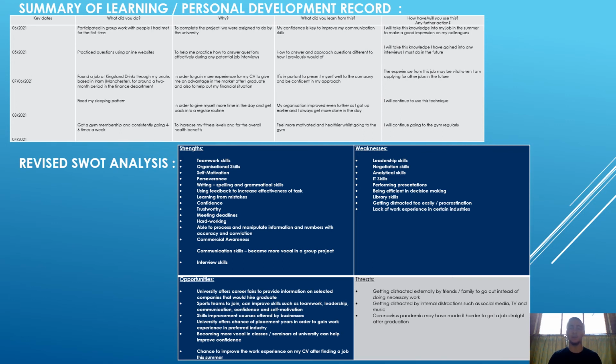Below this table is a revised SWOT analysis of myself. As you can see, I have moved communication and interview skills from my weaknesses into my strengths. However, my interview skills are yet to be tested in a real life scenario. This is the reason I have not yet moved my leadership skills into my strengths, as I feel I need to demonstrate this skill to myself more in person. I also included this new job offer in the opportunities category, as of course this is an important role for me to take advantage of.